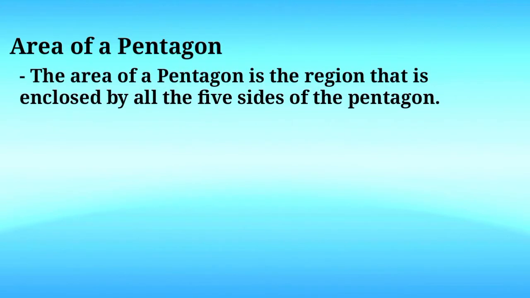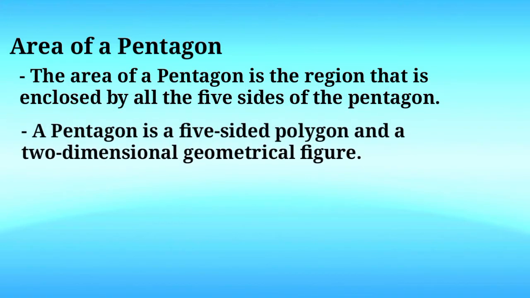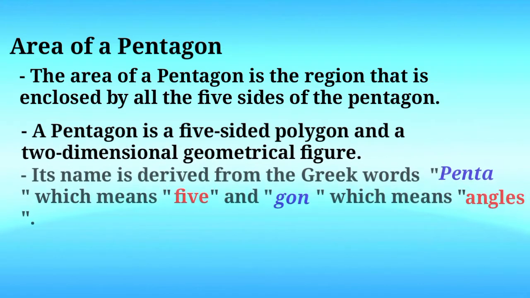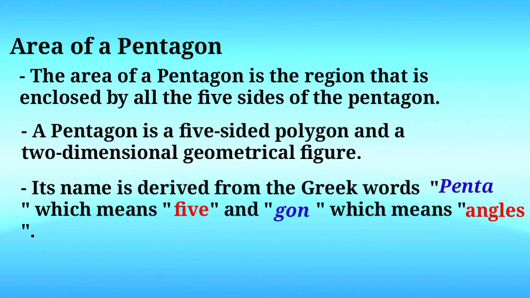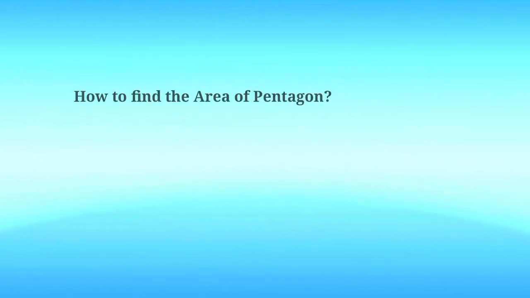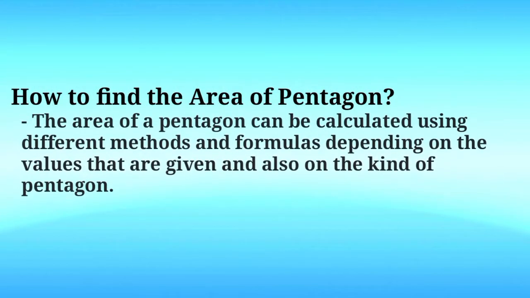The area of a pentagon is the region that is enclosed by all 5 sides of the pentagon. A pentagon is a 5-sided polygon and a 2-dimensional geometrical figure. Its name is derived from the Greek words penta, which means 5, and gon, which means angle. How to find the area of a pentagon?